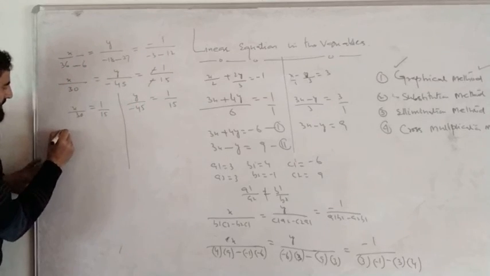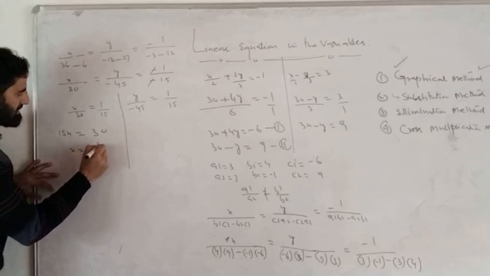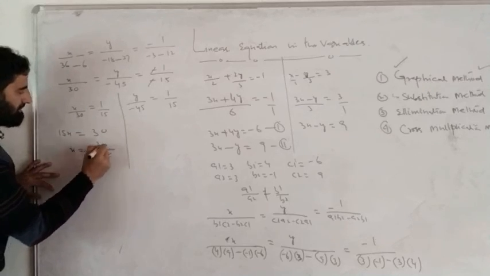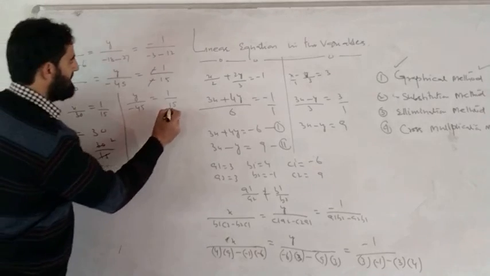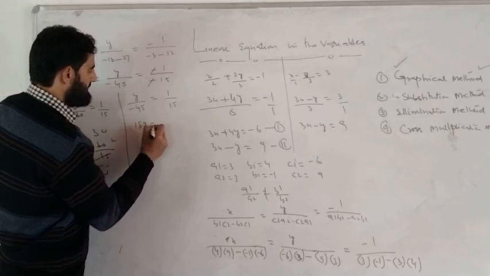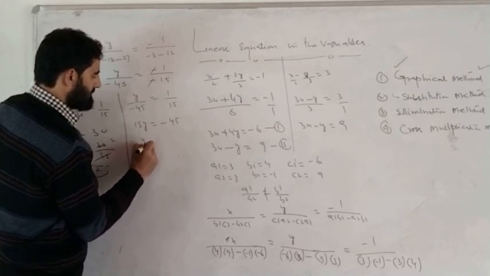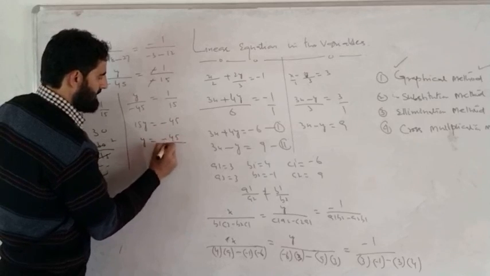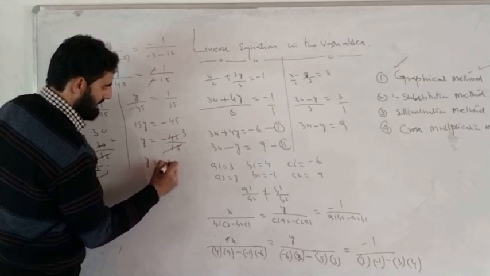So by cross multiplication, 15x is equal to 30 1s are 30. What is x? This is 30 divided by 15. 15 1s are 15, 15 2s are 30, so x is equivalent to 2. Similarly, 15y is equal to 45 1s are minus 45. What is y? y is minus 45 divided by 15. 15 1s are 15, 15 3s are 45. So y is equal to minus 3.